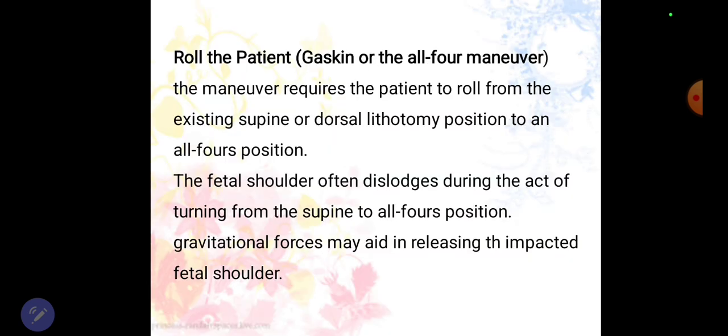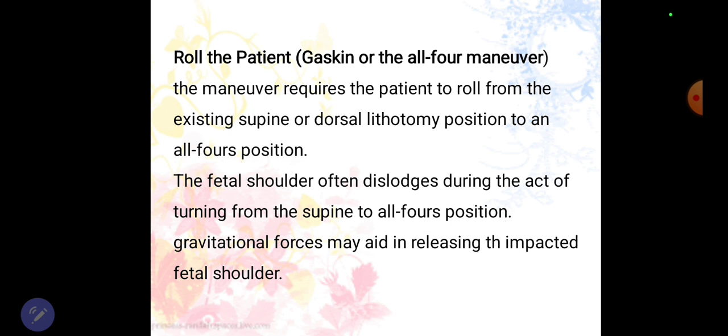The third maneuver in internal manipulation is to roll the patient, the all fours maneuver. So we put the mother on her hands and knees. This occurs mainly in community-based situations for the slim mother without an epidural. The fetal shoulders often dislodge during the act of turning from supine to all fours position, and gravity will aid in releasing the impacted fetal shoulder.